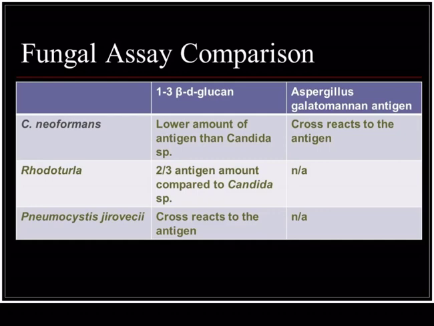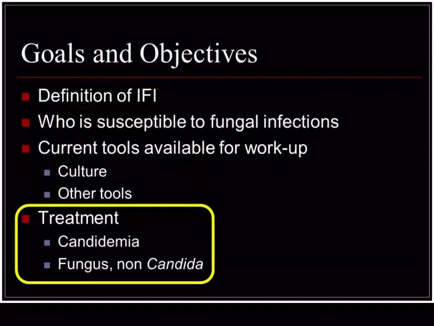And I was like, oh, look at that. And then Rhodotorula, as you can see, has two-thirds the amount of 1,3-beta-D-glucan compared to Candida. And Pneumocystis cross-reacts with 1,3-beta-D-glucan, which is actually something that often can be on an ID board question.